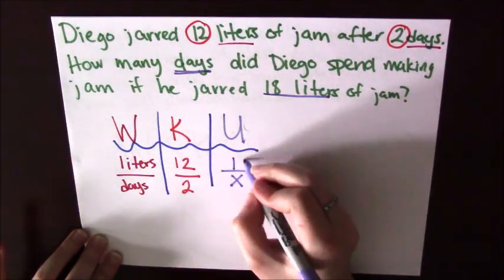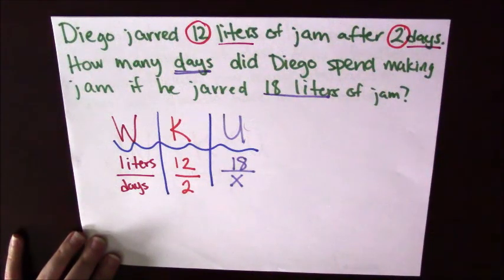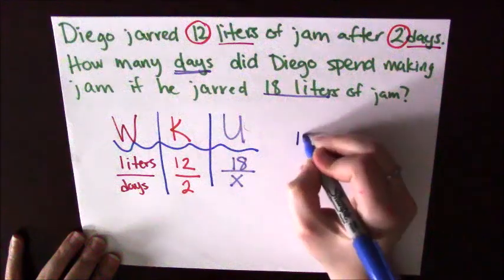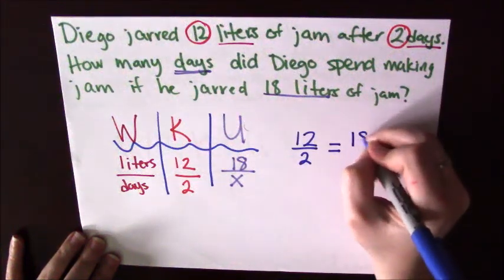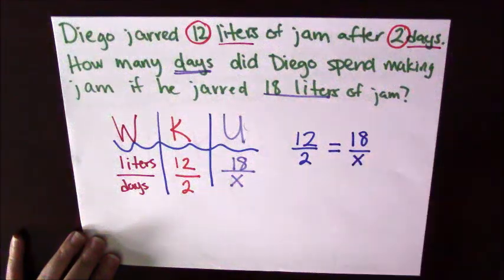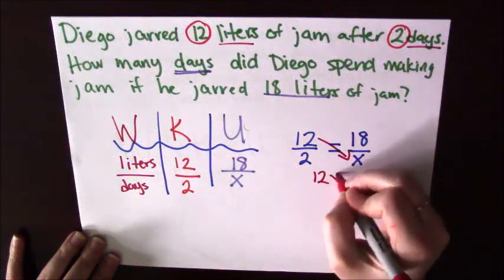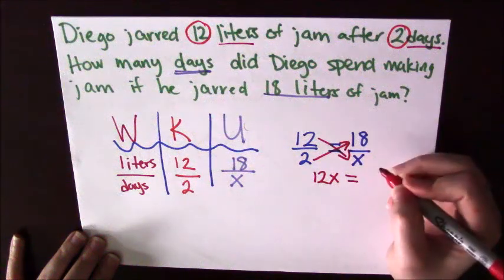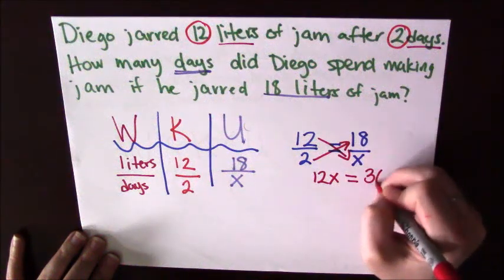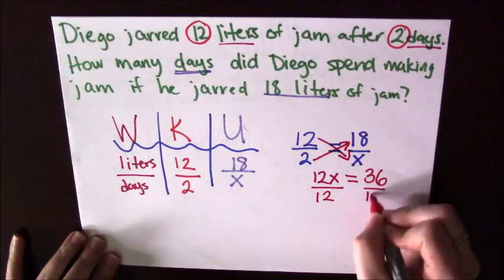Now I set up my proportion, and I have 12 over 2 equals 18 over x. Now to solve a proportion, remember we cross multiply. So I do 12 times x, which is 12x, equals 2 times 18, which is 36. Then I divide both sides by 12 to solve for x, so x equals 3.